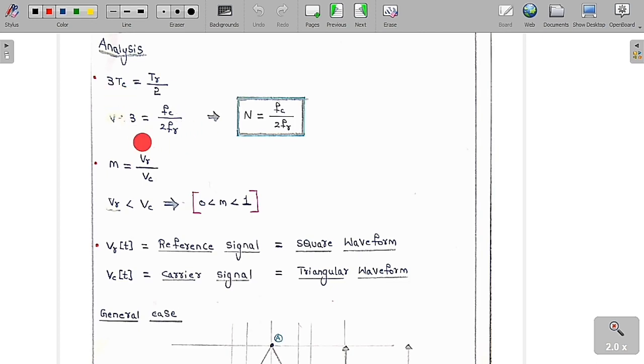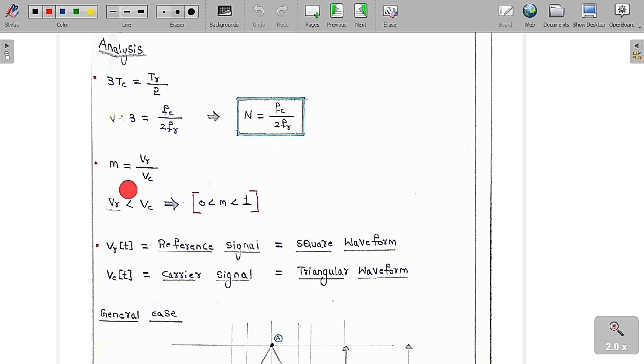So if you do simplification, we are going to get n is equal to Fc by 2Fr. Fc is the frequency of the carrier signal and Fr is the frequency of the reference signal. Always Fc is greater than Fr. So n is equal to Fc by 2Fr, and n indicates the number of pulses we are going to generate in the output in the half cycle.